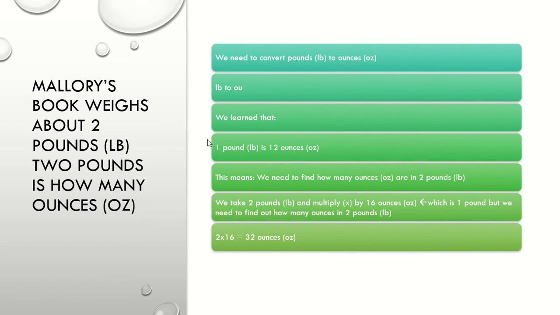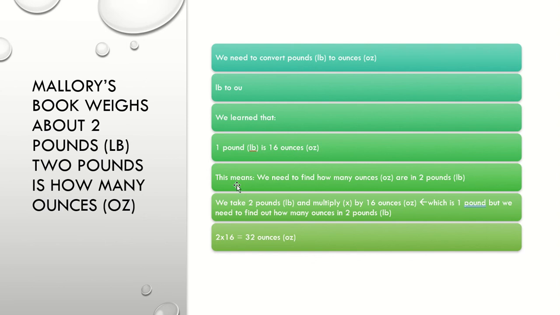So we learned here that 1 pound is, I had to stop the video because there was a typo. It's at 12, but 1 pound is actually 16 ounces, because that is what the video said. But we have learned that 1 pound is 16 ounces, okay?